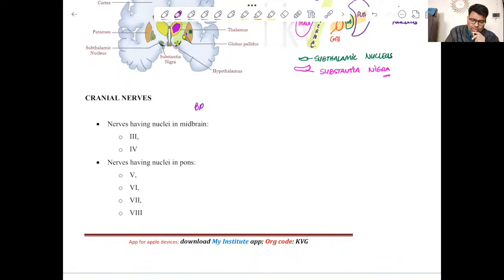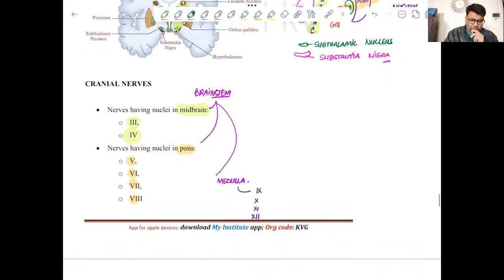brain stem has 3 parts: midbrain, pons, medulla. From midbrain there are 2 nerves, 3 and 4. From pons we have 4 nerves, 5, 6, 7, 8, and the remaining 4 have their nuclei in medulla, 9, 10, 11, 12. Remember, first and second directly continue, they don't have nuclei.